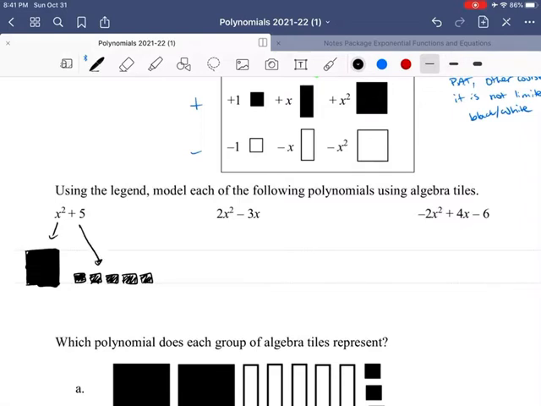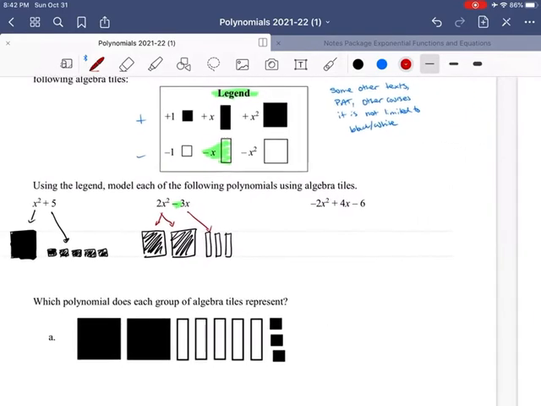Next example, we have 2x squared, and they're both positive. So let's do 2x squared, big ones, and negative 3x. Notice this negative sign here. So we're going to be using these negative x ones, and we've got 3 of them. So you draw 3 rectangles, the same height as your x squared, but not the same width. And we're done. This is your 2x squared, and this is your negative 3x.